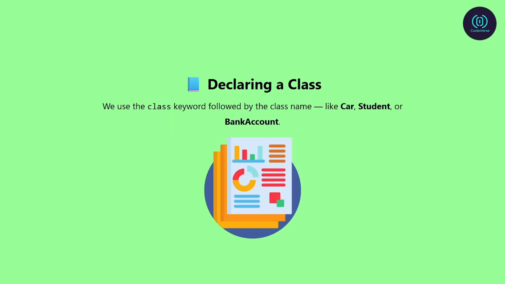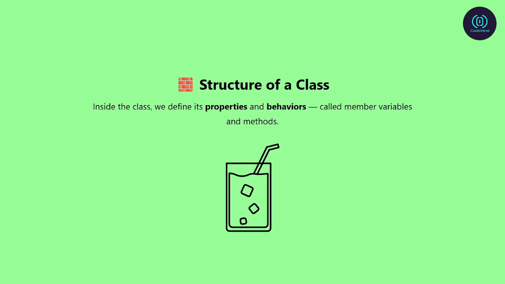Now let's see how to actually declare a class in C++. The syntax is simple, but powerful. We start with the keyword class, followed by the name of the class. By convention, we use Pascal case, like Car, Student, or BankAccount. Then we open curly braces and define what this class contains. Inside, we can declare variables, called member variables, that store the state or properties of the object. We also define functions, called member functions or methods, that describe what the object can do.